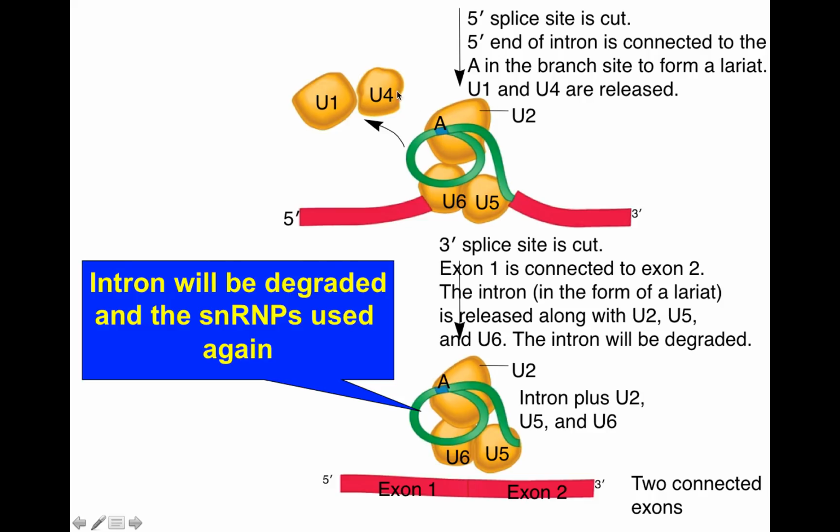And then U1 and U4 are released. Those complexes are released. The 3' splice site is cut. Exon 1 is connected to exon 2. This is a simultaneous reaction. It's not cut first and then added. The cutting and the adding happens at the same time.